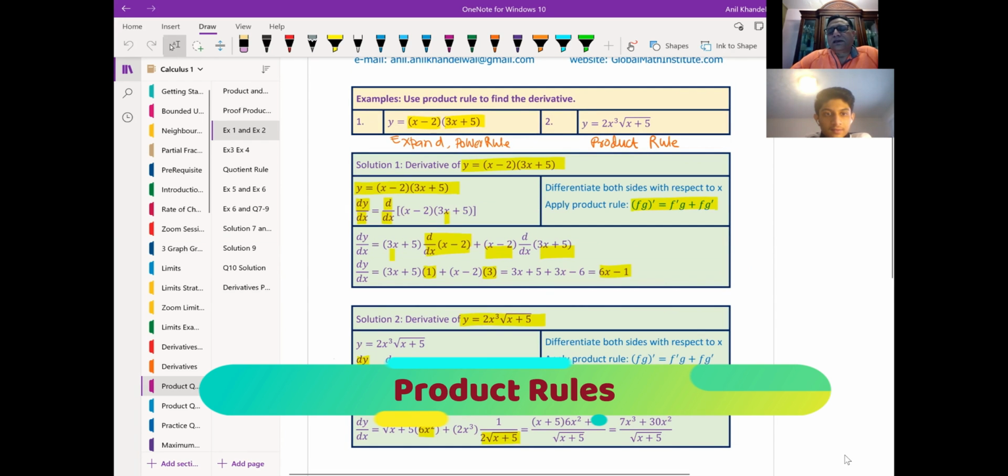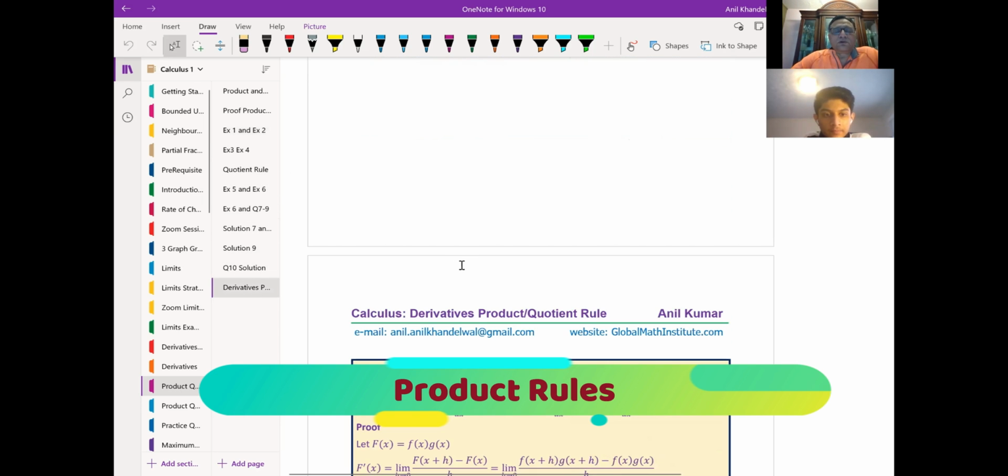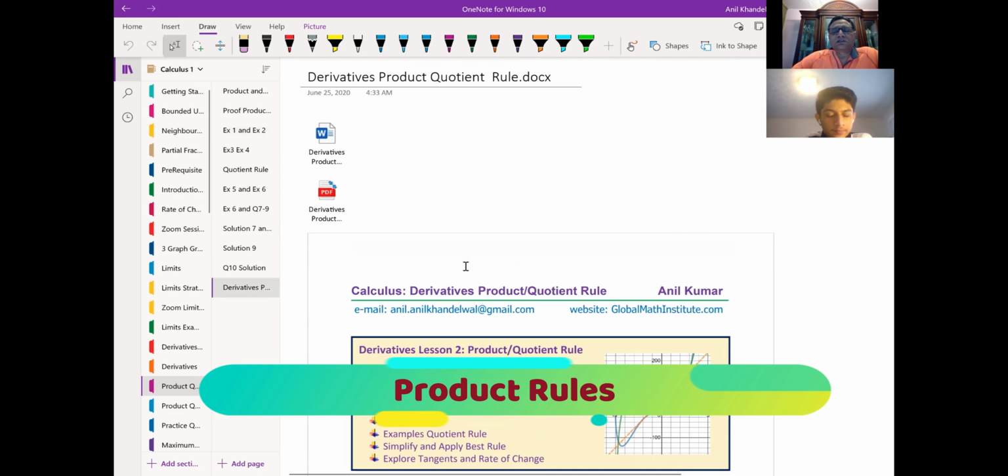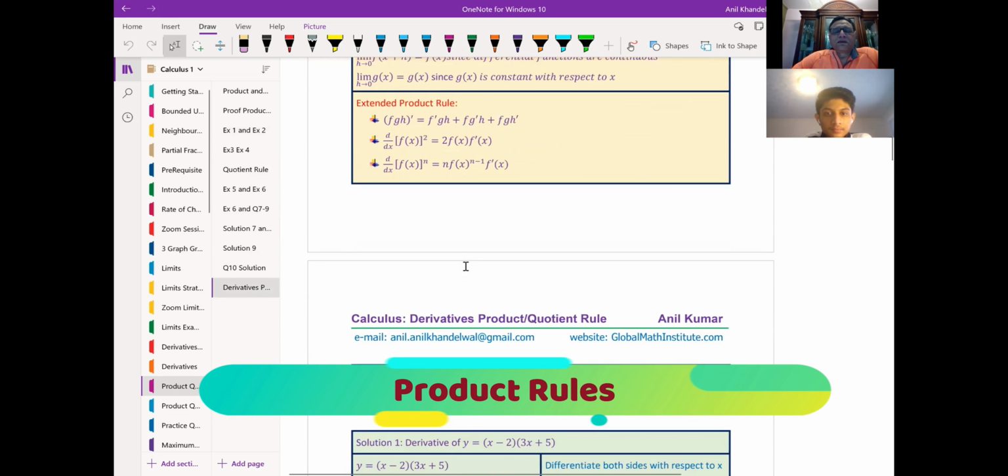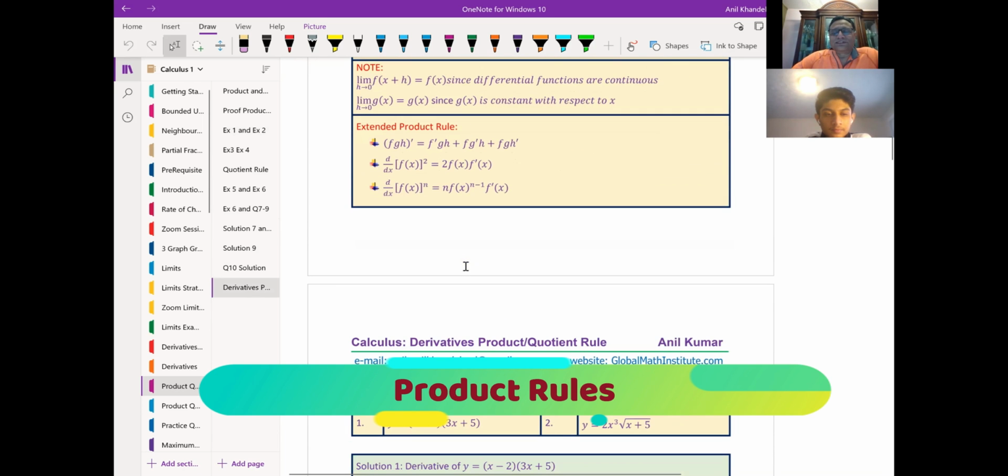Now, let us find the derivative of the function, right? So we'll take up the questions one by one and try to answer them using the formulas learned. I don't want to show you the answers, so I'm looking for just the questions. Okay. So we have question number one right at the bottom: y equals x minus 2 times 3x plus 5. Tell me, what is the derivative y prime equal to?